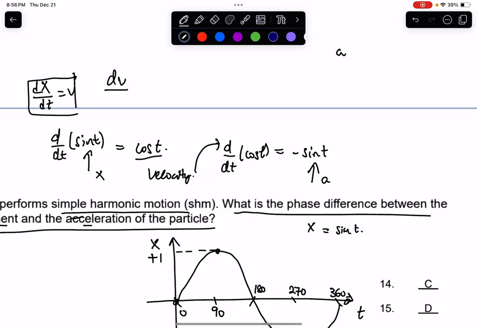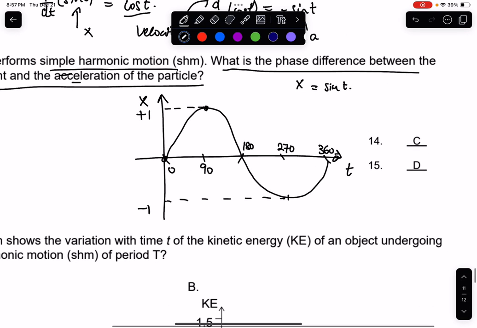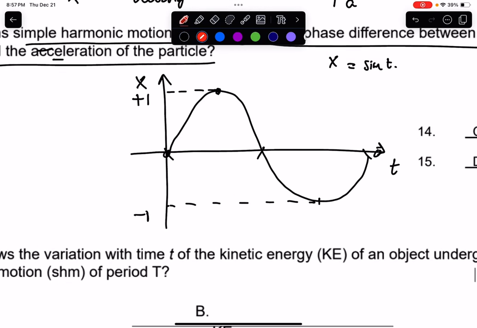And then if you take the instantaneous gradient dv by dt of a velocity time graph, you get acceleration. So we just did dx by dt for sine of t, so we got the velocity as cosine of t. And then we did dv by dt for cosine of t, and then we got the acceleration as negative sine of t. Okay, so we have determined that in this case the acceleration function is going to be negative sine of t. So we can graph negative sine of t over here.